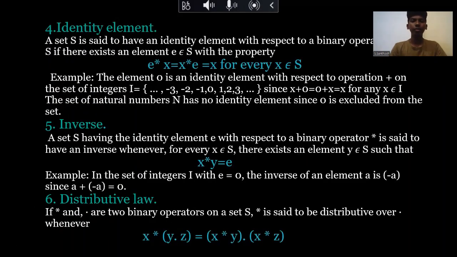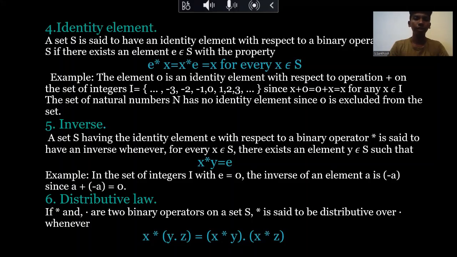So now identity elements. A set S is said to have an identity element with respect to a binary operator star if there exists an element E that belongs to S with the property E star X equals X star E. So let's take an example of X into 1, which equals 1 into X also. So the element E, an identity element, does not change the value of X itself. Something like x plus 0, which is equal to x itself, where it does not change the value of x at all. That's what is an identity element.